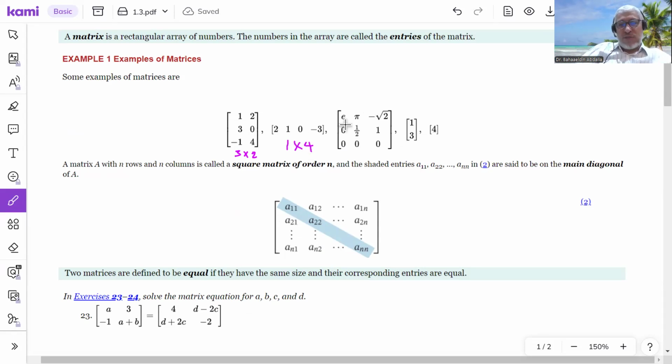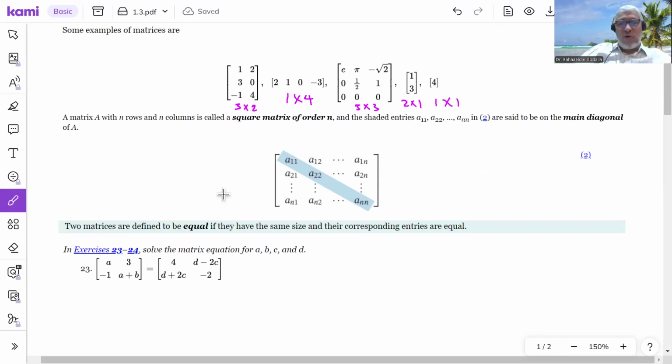So this is a 3 by 3 matrix. This is 2 by 1, and this is 1 by 1. So this is called the size or the order of the matrix. A matrix A with n rows and n columns is called a square matrix of order n. So this is a square matrix of order 3.